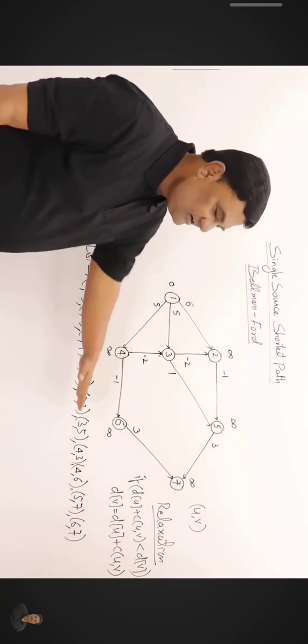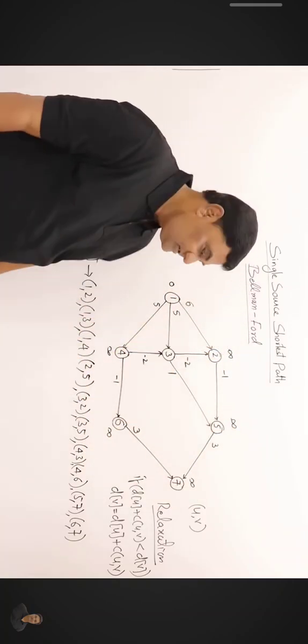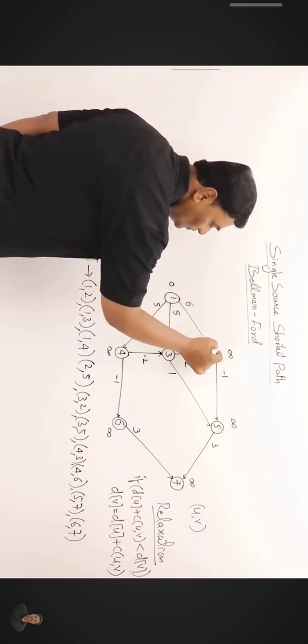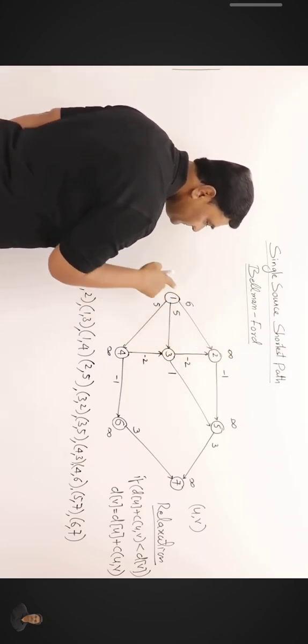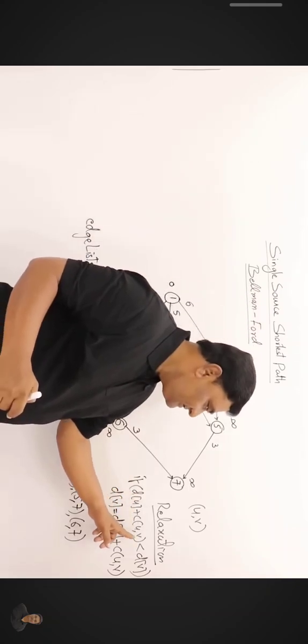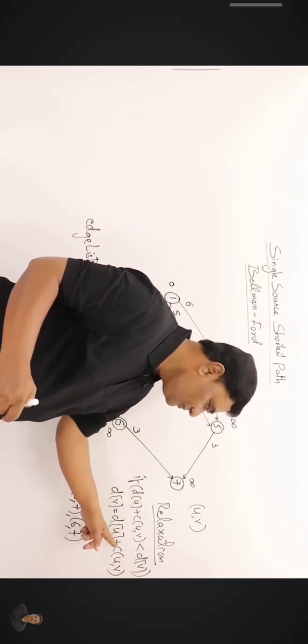Now start relaxing the edges. Now I will show you how that relaxation procedure works. First edge, 1 to 2. What is the distance of this one? 0. What is the distance of this? Infinity. 0 plus 6 is less than infinity. So change this infinity to 0 plus 6. So make it as 6.